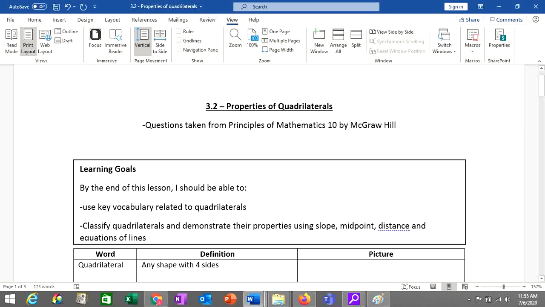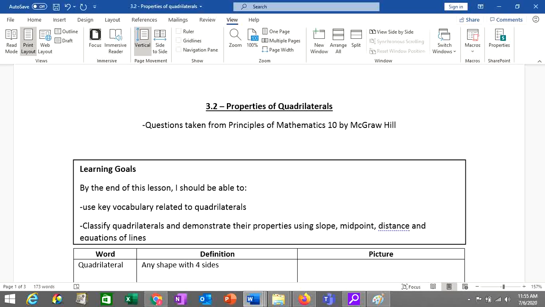Hi everyone. So this is Unit 3, Lesson 2, Properties of Quadrilaterals. I've taken all of the examples from this lesson from your textbook, which you're hopefully getting more familiar with by this time if you haven't already. I'm only going to give you a couple of examples because, as you're going to see in a moment, this lesson is very similar to the last one on triangles.